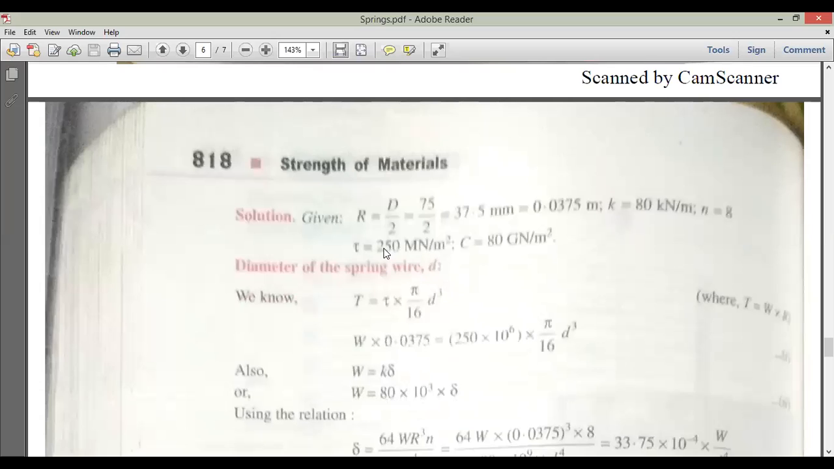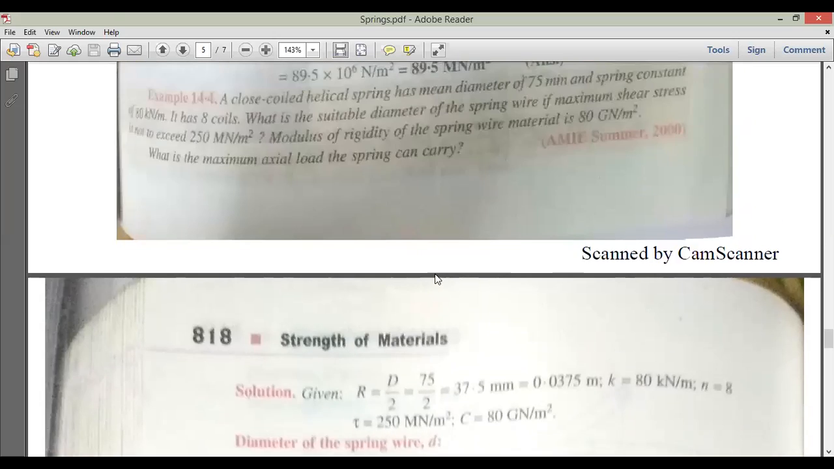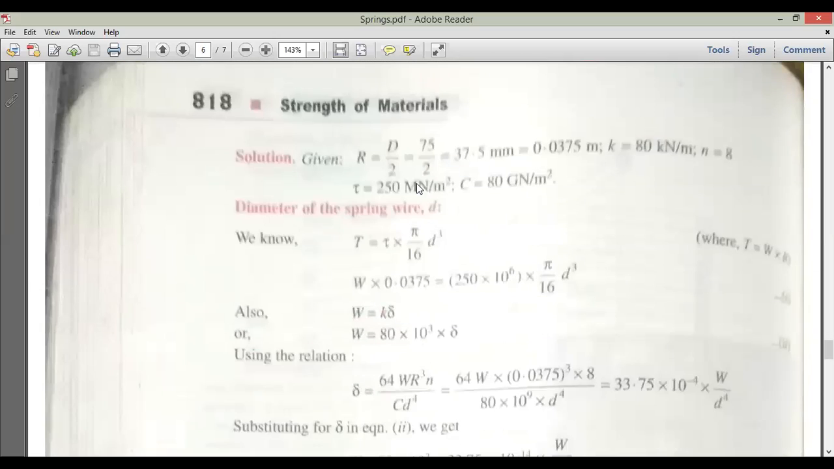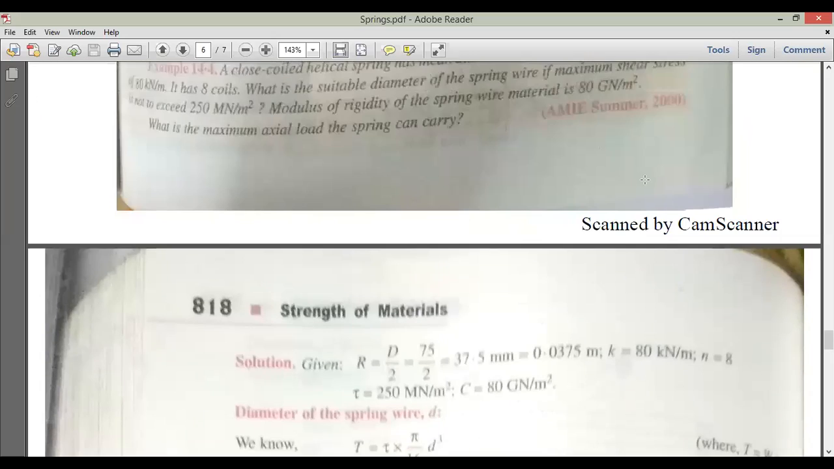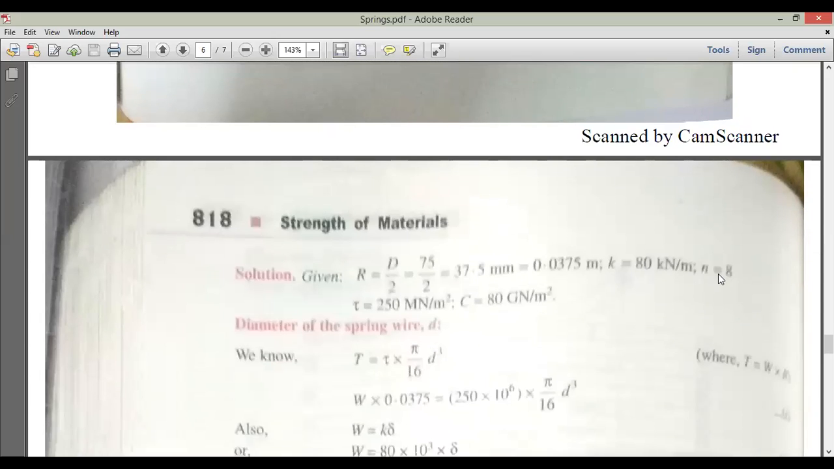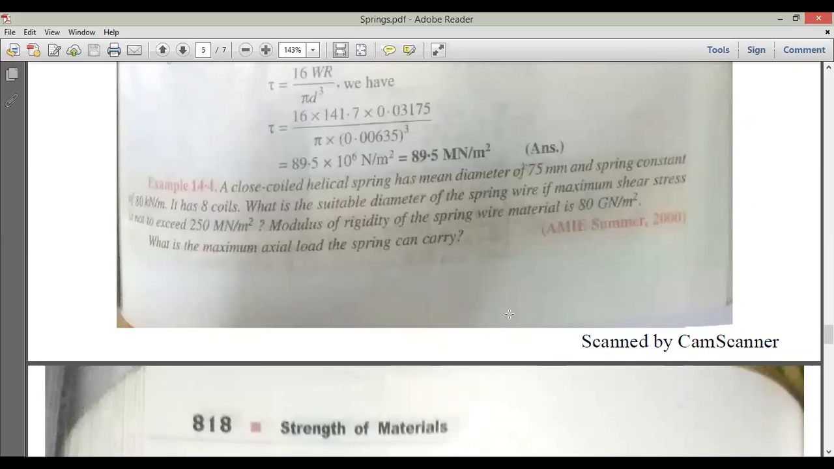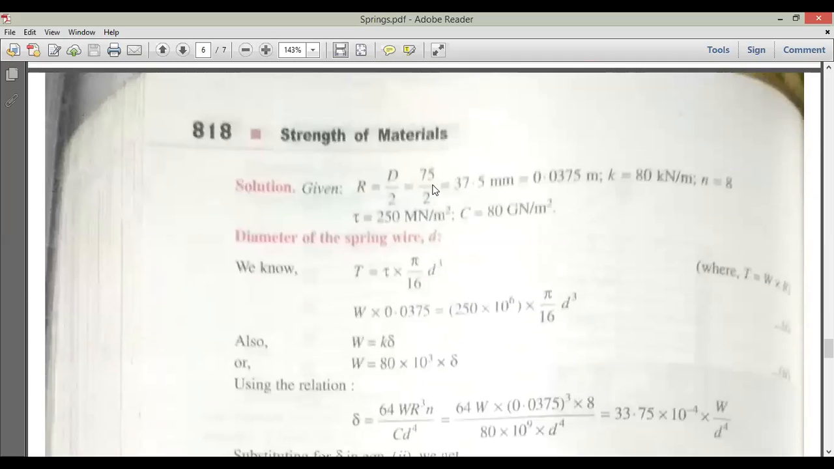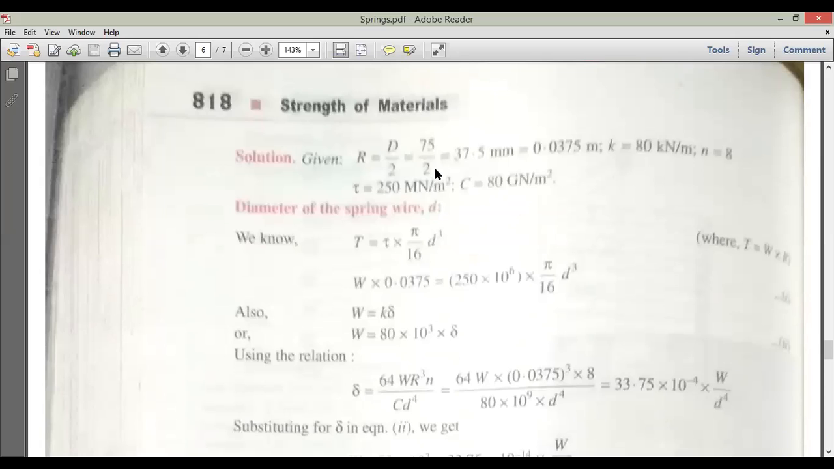So substituting these values, R equals D by 2. The mean diameter of the spring is given as 75, so 75 by 2 is the mean radius, which is 37.5. K equals spring constant, 80 kilonewton per meter, is given. Number of turns 8. Tau, shear stress, 250 meganewton per meter square. C is given as a value. Modulus of rigidity 80 kilonewton per meter square. So these are the values that we have to write first in order to solve the problem.